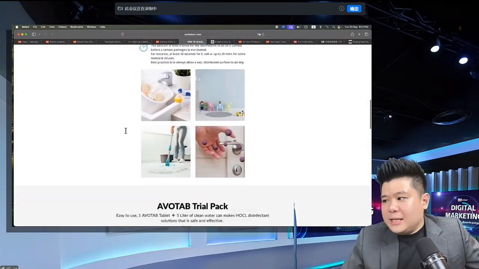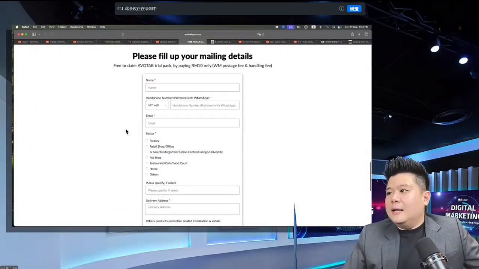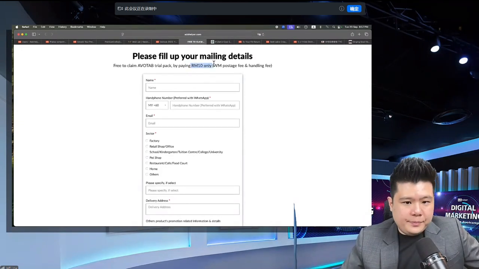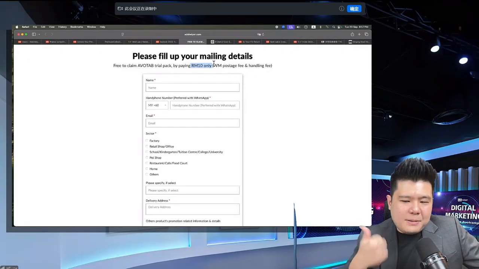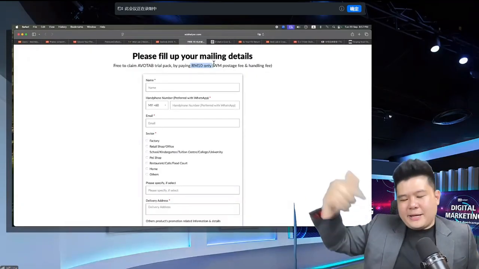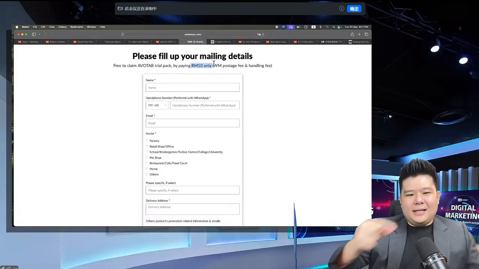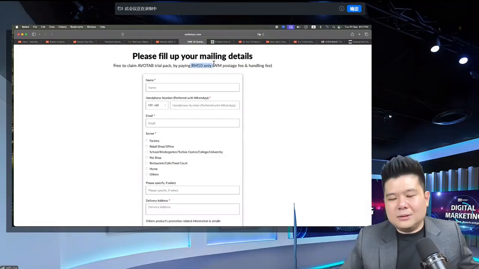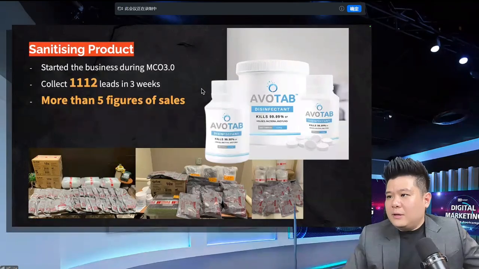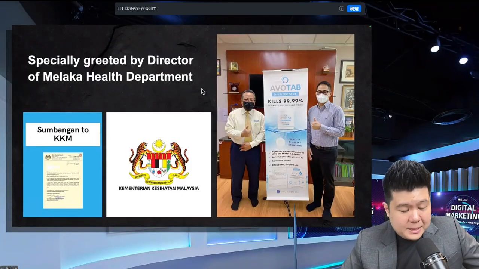So what they really need to pay is just 10 ringgit delivery. Okay, 10 ringgit delivery. And just because it's just 10 ringgit, right? Can you imagine, they keep packing, and then the messages keep coming in, ding, ding, ding, ding, ding, and they keep packing, and then shipping out. And that's how eventually they reached out even to KKM, the Ministry of Health.